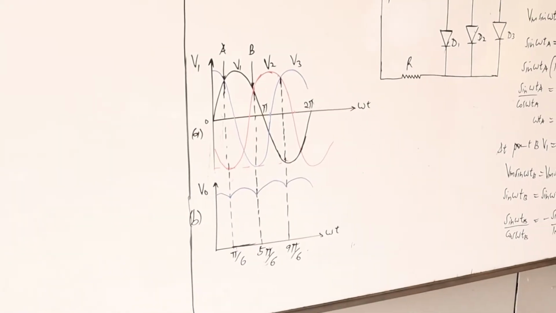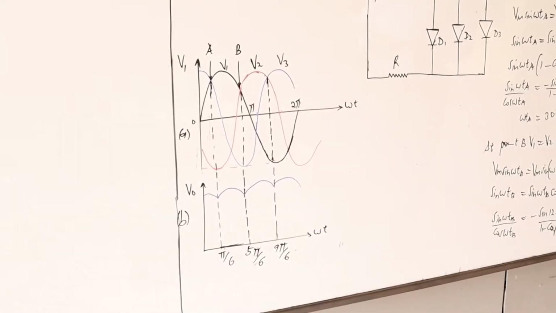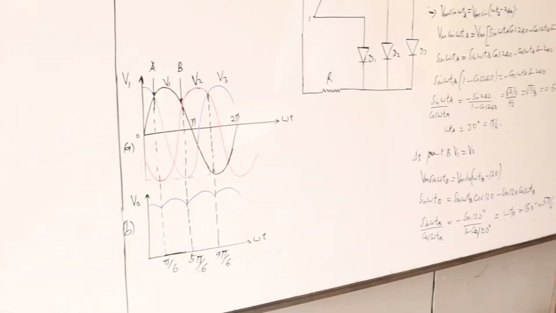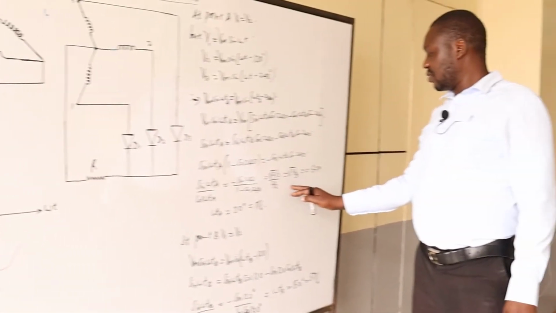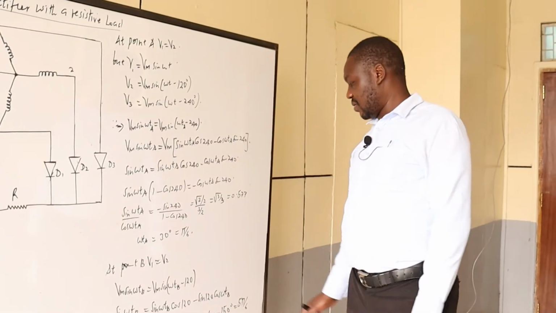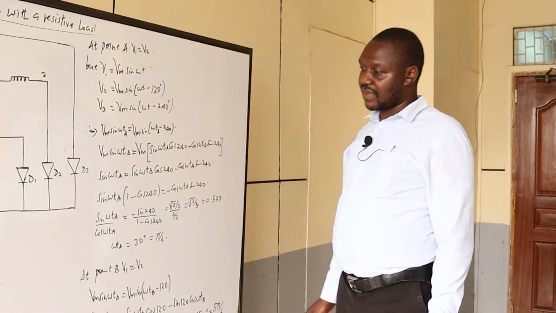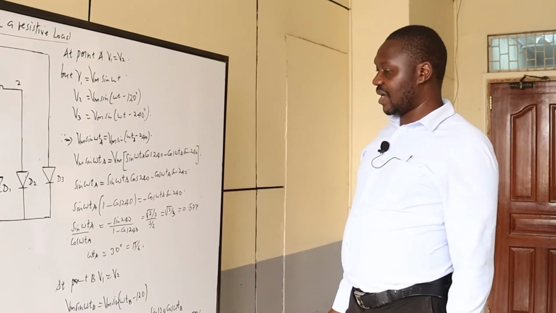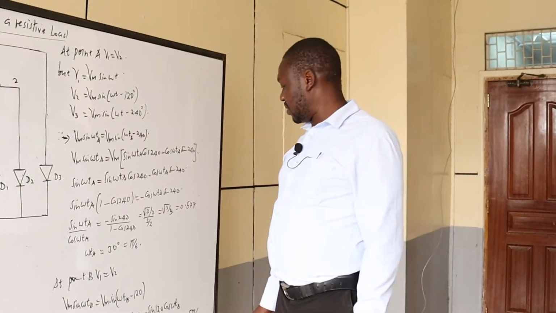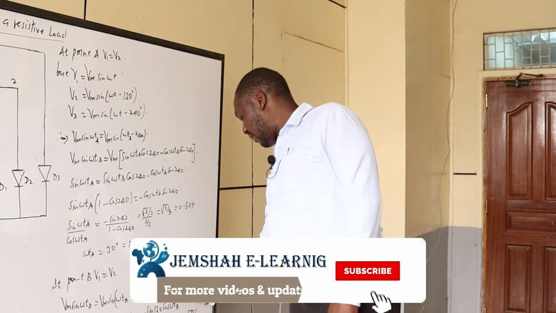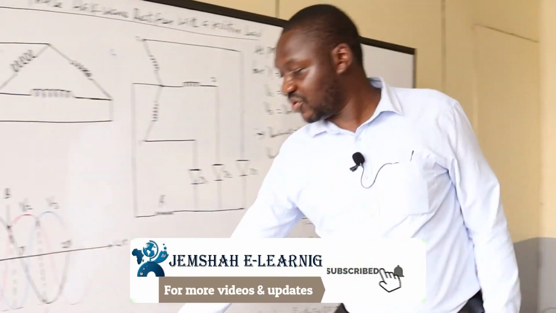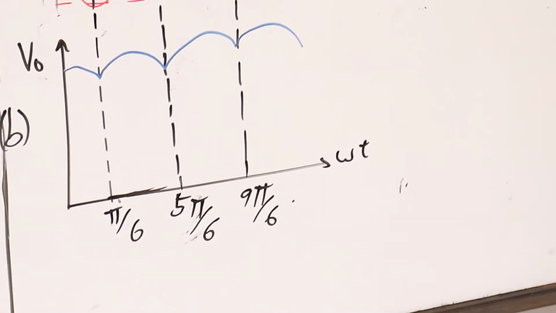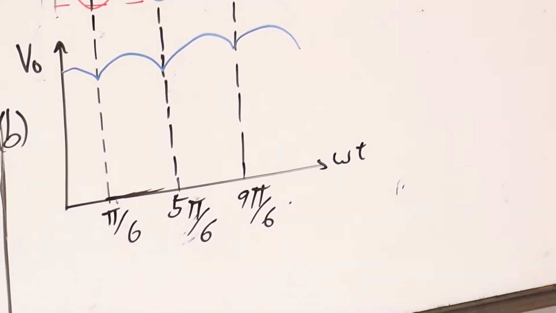So now we want to do the analysis. The reason why I was doing this was to know my limits when getting the VDC and the VRMS. So my limits are between pi over 6 and 5 pi over 6, which I had shown here before. So I want to go to analysis now.